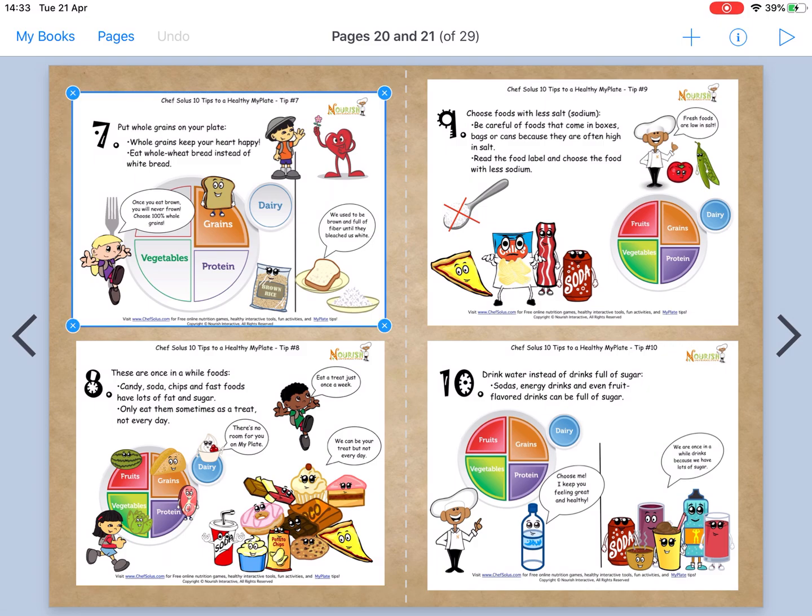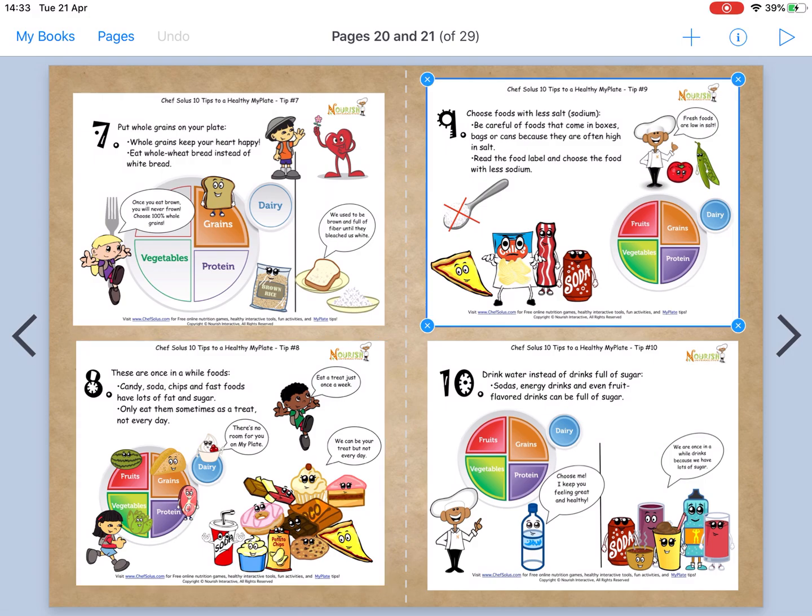Number 7, make sure there are whole grains on your plate. So things like whole wheat bread rather than white bread, brown rice rather than white rice, sweet potato rather than potato. These are all better choices if you can. Then we have a look at number 8. Now it's okay to have sweets and chips and things like that, but we shouldn't really eat too much of them. So have them as a treat, but you shouldn't really be having junk food every single day.